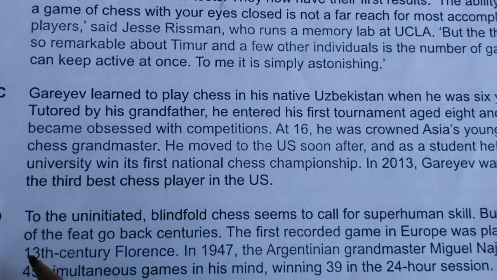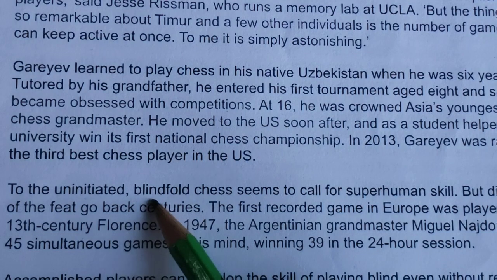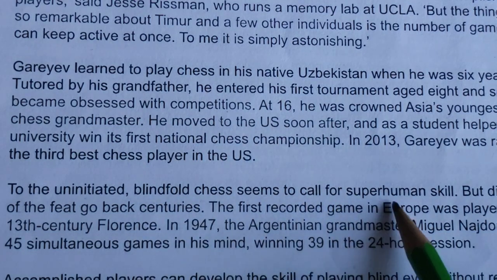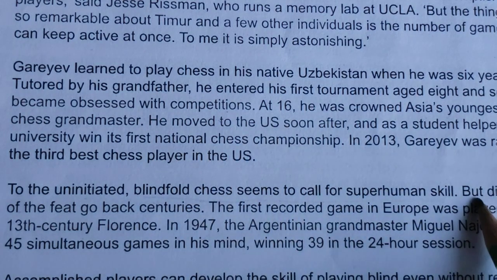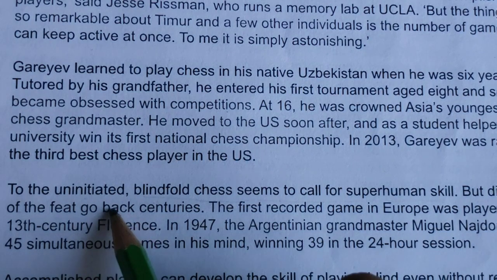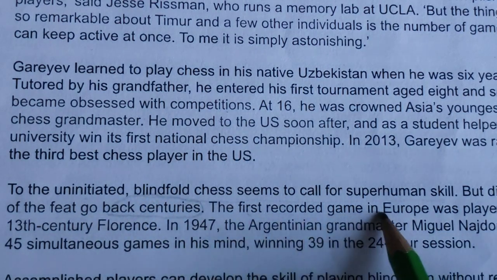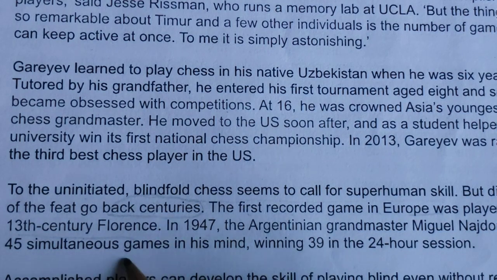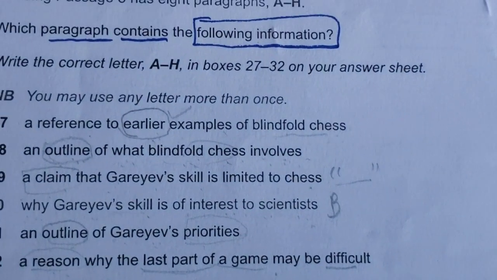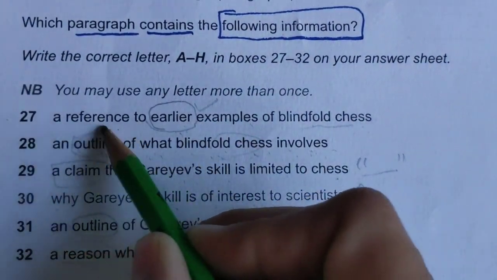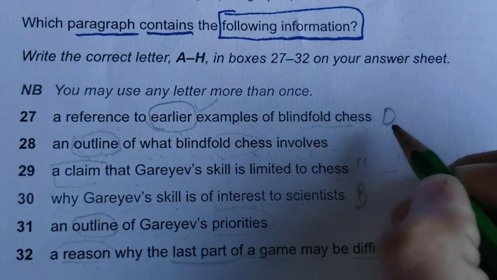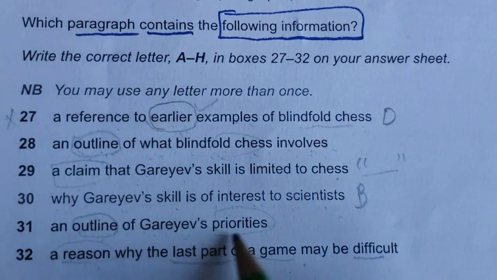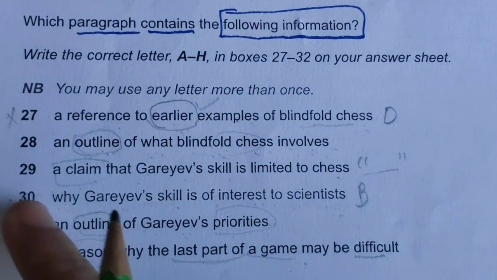D paragraph. To the uninitiated, blindfold chess seems to call for superhuman skill, but displays of the feat go back centuries earlier. The first recorded game in Europe was played in the 13th century. So no need to read further because they are going to explain about earlier examples. So the option was a reference to earlier examples of blindfold chess. So without thinking, just D is the answer for the D paragraph. Now we are done with these two pieces of information. I am cutting them from my list.